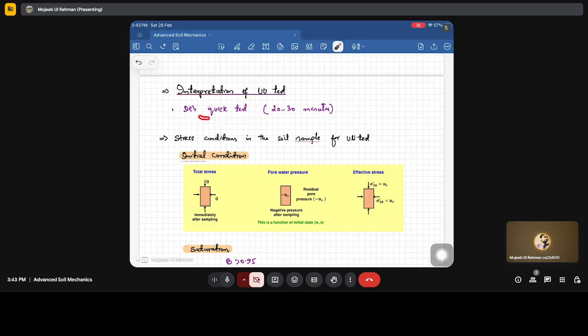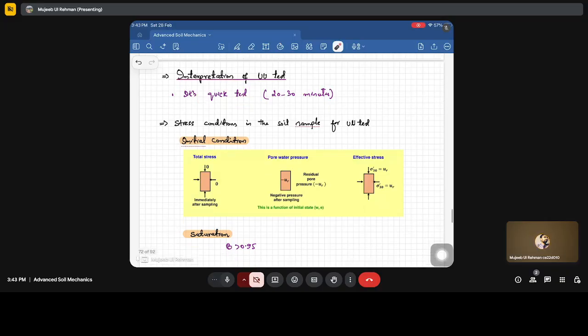There is one more name for it. It's a quick test. If we talk about the stress conditions, immediately after sampling, there are no horizontal or vertical stresses applied. Immediately after sampling, the vertical and horizontal stresses are released. But due to this release of the stresses and the confinement, there will be some suction that we have seen as a residual pore water pressure in the last lecture.